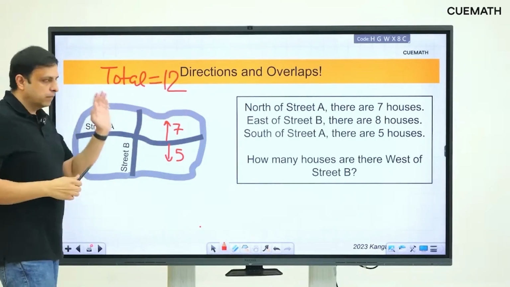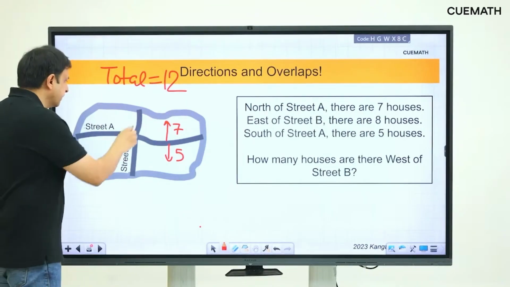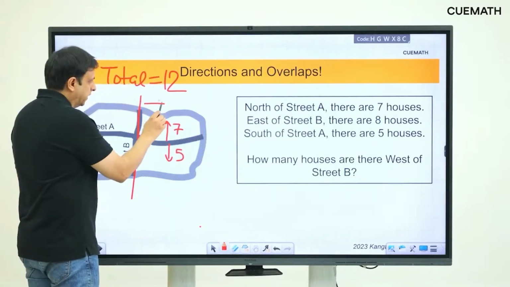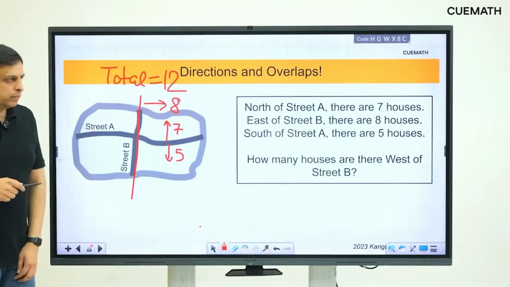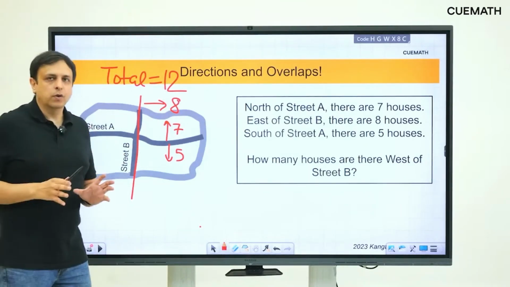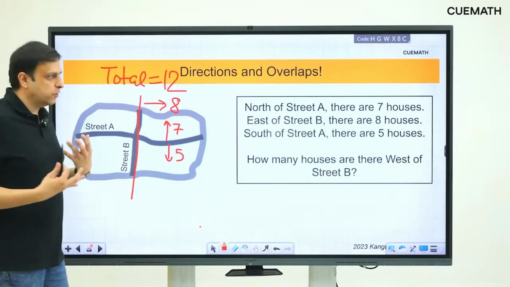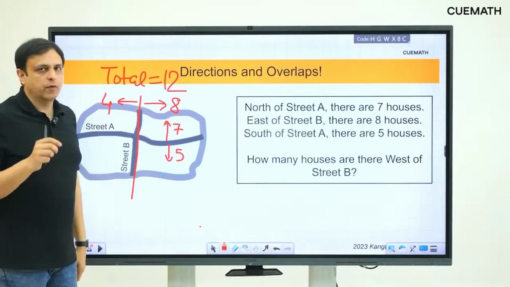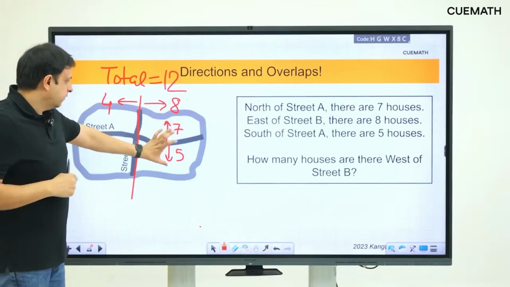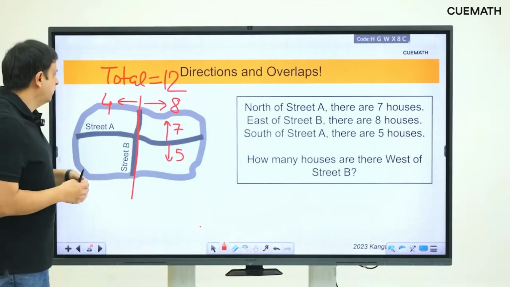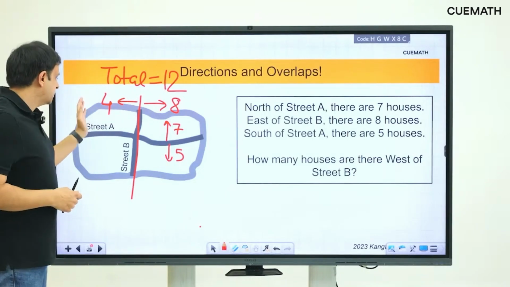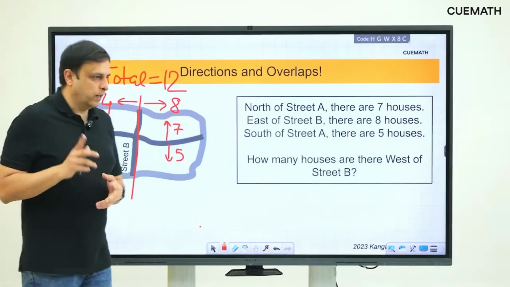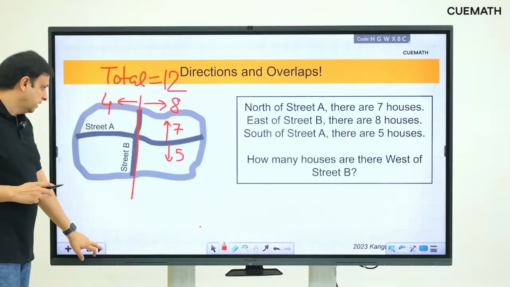And now let's look at the houses from the perspective of street B. So now we are told that east of street B, there are 8 houses. So there are 8 houses to the east of street B, and we also know that the total number of houses is 12. So west of street B, there must be 4 houses, because 4 plus 8, we want them to add up to 12, and 7 plus 5 is 12. So the total number of houses is 12, and therefore whatever is to the west of street B and to the east of street B, they must also add up to 12. So the correct answer is 4.